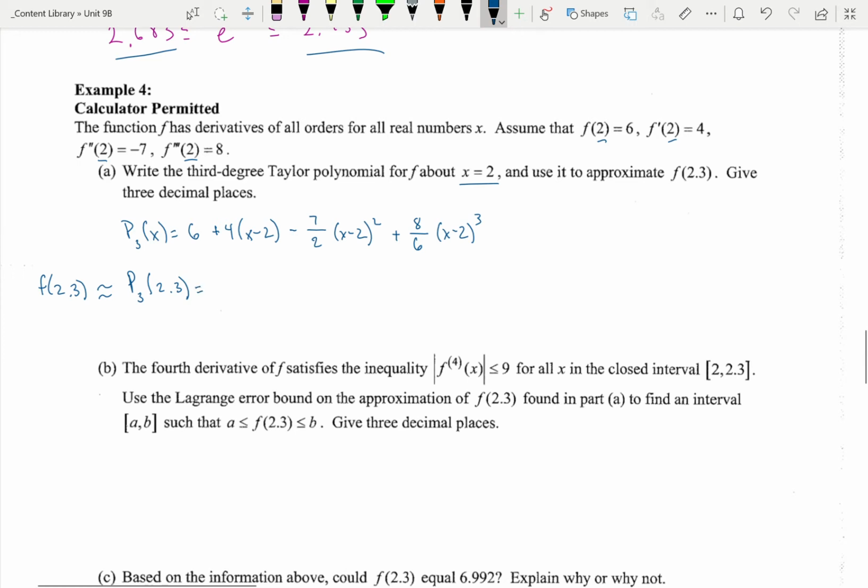So x minus 2 cubed, and then we will wait for my slow calculator and find that when x equals 2.3, we should get an output. I should probably do an approximate here, approximately equal to 6.92. Maybe I can get a little bit more accuracy here.